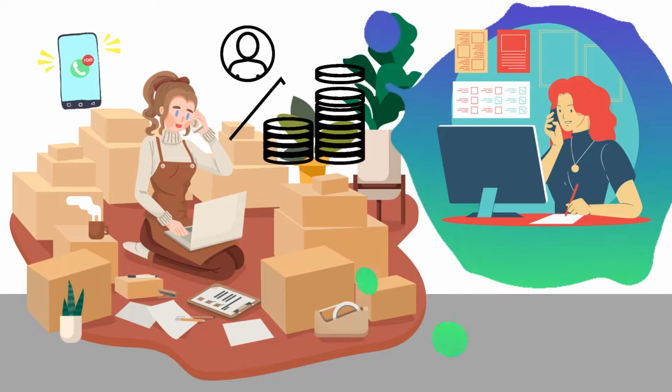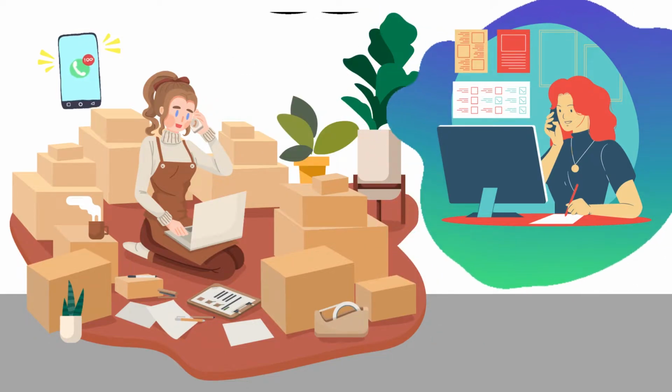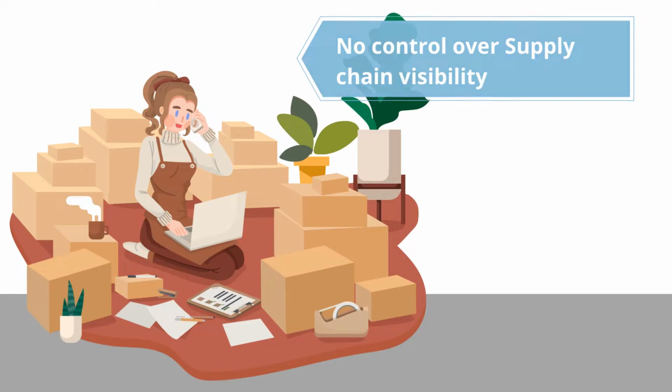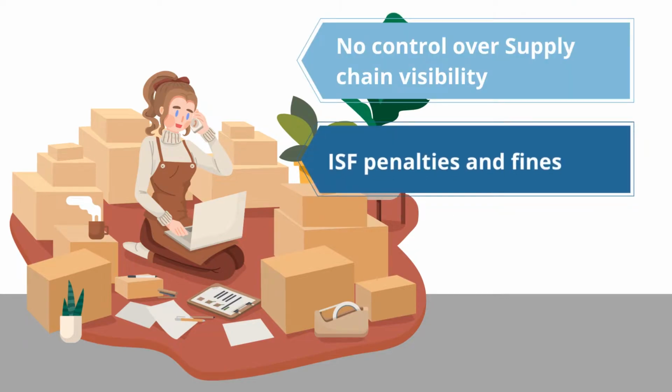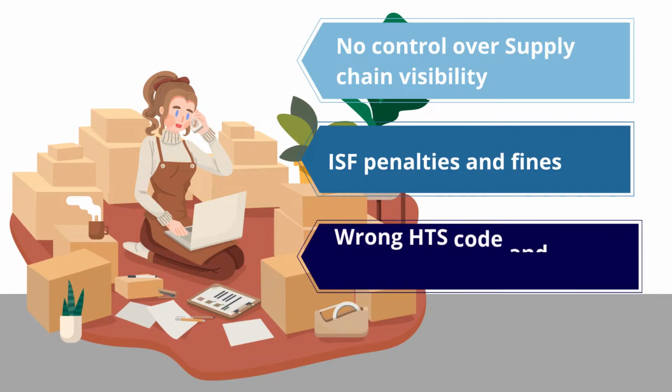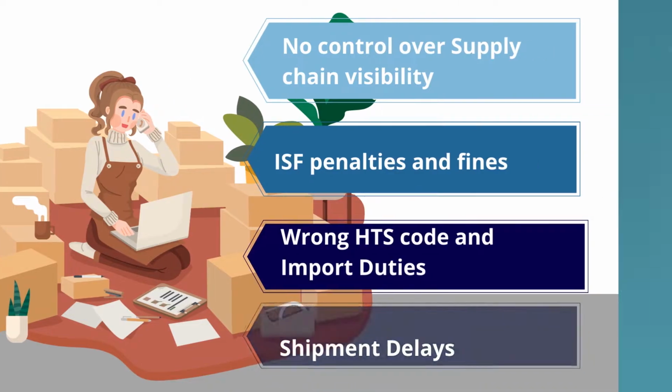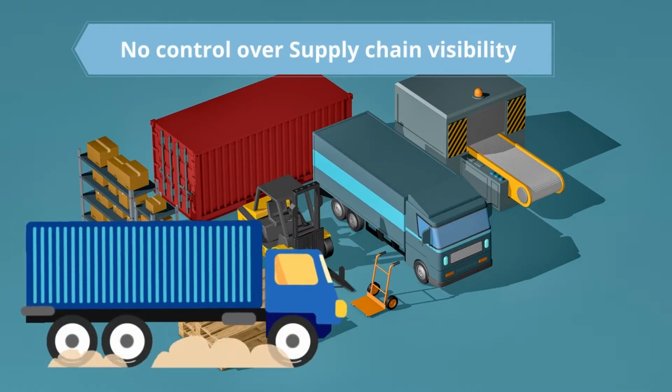For the importer, we see 4 main problems an importer can meet on their shipment. No control over supply chain visibility. ISF penalties and fines. Wrong HTS code and import duties. Shipment delays.